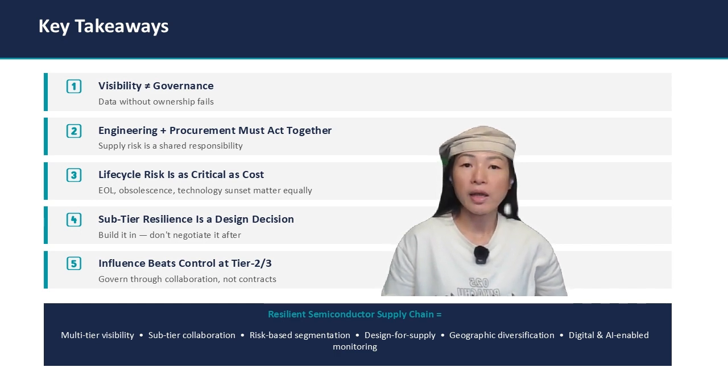And fifth, at Tier 2 and Tier 3, influence beats control. You govern through collaboration via your Tier 1 partners, not through direct contracts. Together with the 6-pillar model shown here, these principles form the foundation of a truly resilient semiconductor supply chain.